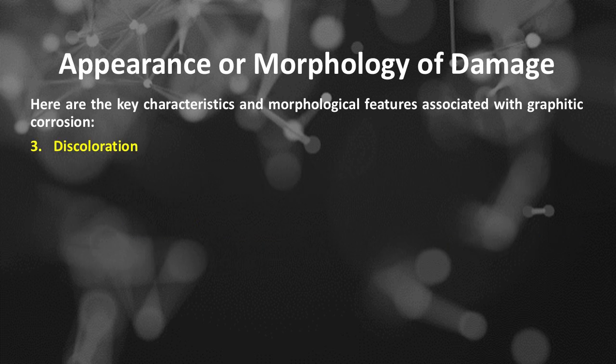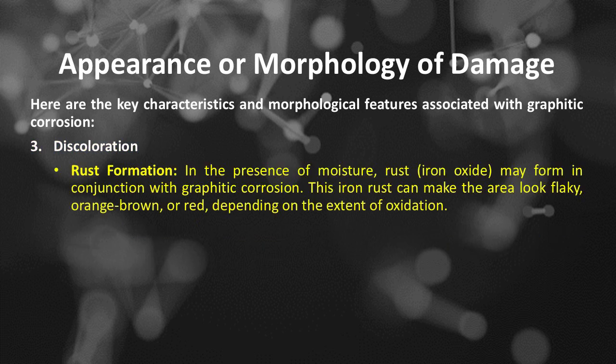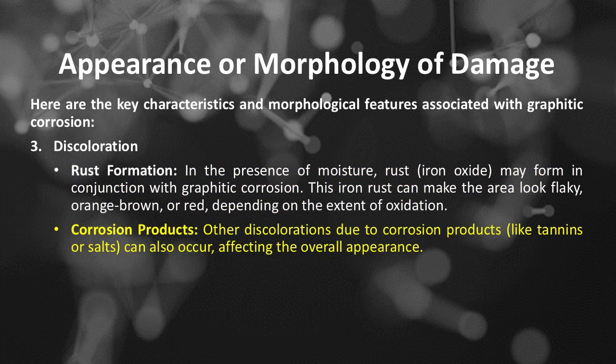Number 3 is discoloration. Rust formation. In the presence of moisture, rust, iron oxide, may form in conjunction with graphitic corrosion. This iron rust can make the area look flaky, orange-brown, or red, depending on the extent of oxidation. Corrosion products. Other discolorations due to corrosion products, like tannins or salts, can also occur, affecting the overall appearance.